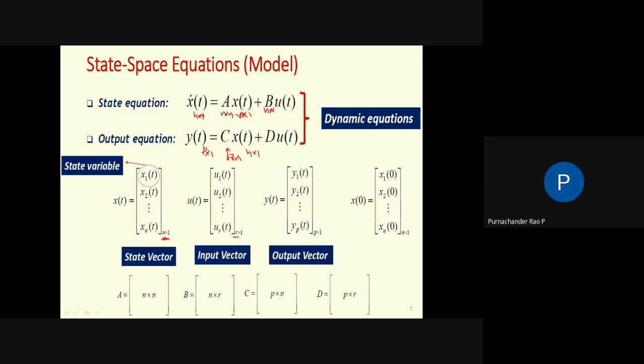This is n by r because inputs are r, and D will be having p by r because the output is p, and u of t is having r by 1, and here this is also having r by 1. So p by r, so this will be having p by r.